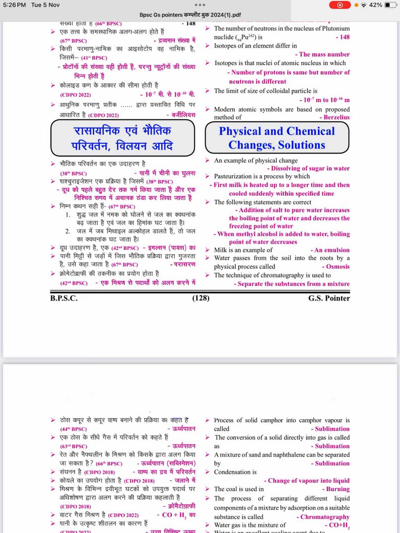Milk is an example of an emulsion. Water passes from the soil into the root by a physical process called osmosis. The technique of chromatography is used to separate substances from a mixture. The process of solid camphor into camphor vapor is called sublimation. The conversion of solid directly into gas is called sublimation. A mixture of sand and naphthalene can be separated by sublimation.